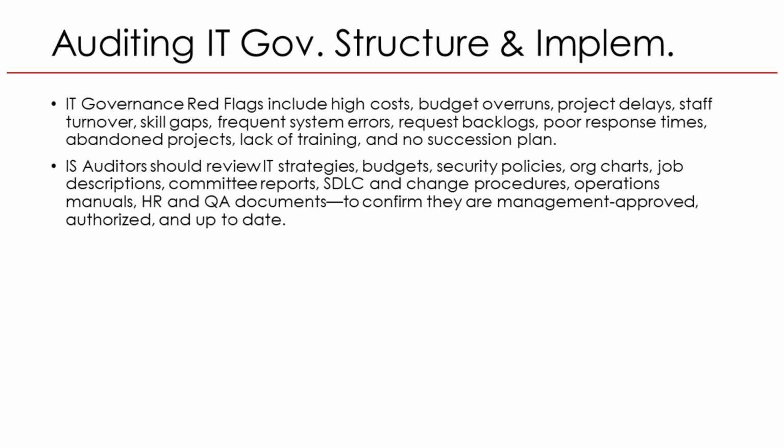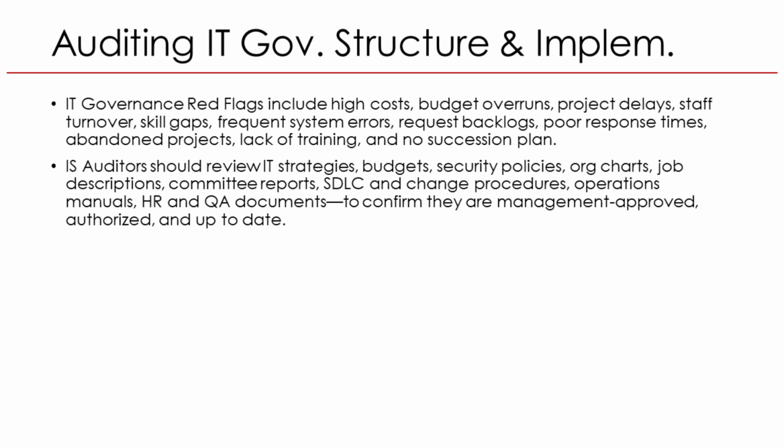When performing an IT governance review, an information system auditor must pay close attention to warning signs that show weaknesses in how IT is being managed. Some common IT governance problems include excessive costs or budget overruns, showing poor cost control or planning. Late projects, which may mean unrealistic timelines or lack of proper project management.